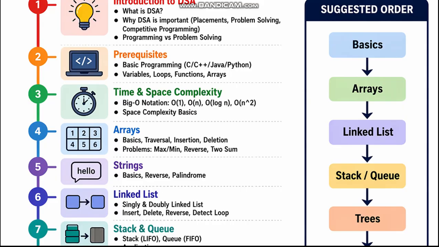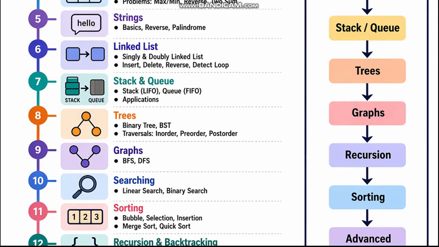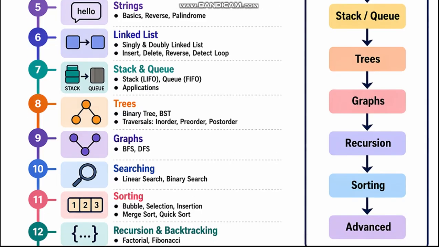And then you can go for strings. Firstly, focus on reversing strings and palindrome problems, which are the most common interview questions. And then we can go for linked lists. Linked lists are basically of three types: singly linked list, doubly linked list and circular linked list, which we can learn further. Similar to arrays, we will learn about reversing a linked list and also insertion and deletion in that linked list.